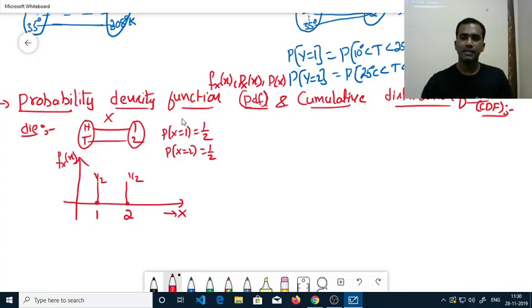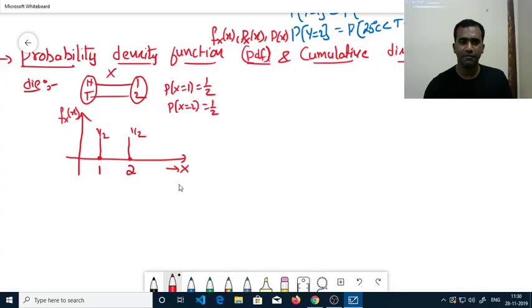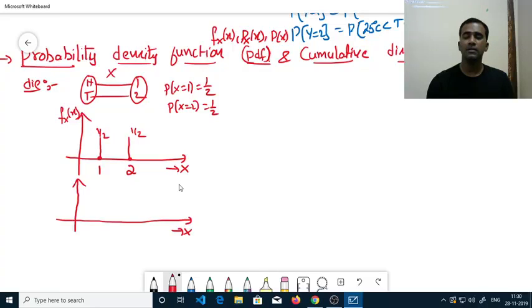Right. Now let us understand what is CDF. CDF is also a function of random variable that also consists of the probability information, but in a little different manner. It is not in this format.